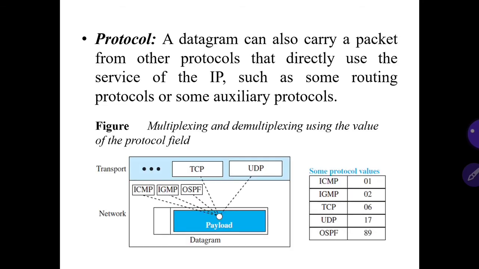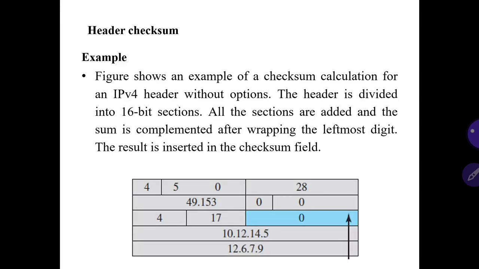A datagram can also carry a packet from other protocols that directly use the service of the IP, such as some routing protocols or some auxiliary protocols. It may be from the ICMP, IGMP, TCP, or UDP protocol. That protocol type must carry the information. For ICMP, 01 will be carried; for IGMP, 02; for TCP, 06; for UDP, 17; and for OSPF, open shortest path first, 89. This code tells the receiver which protocol the data comes from.